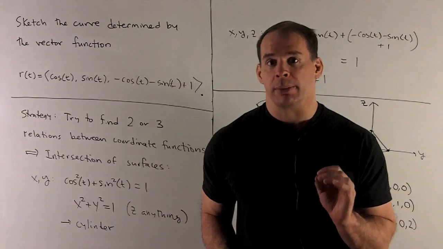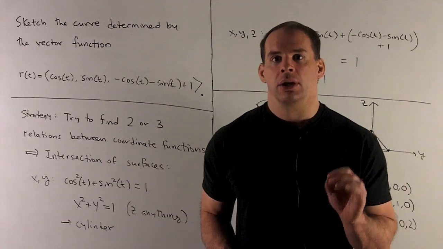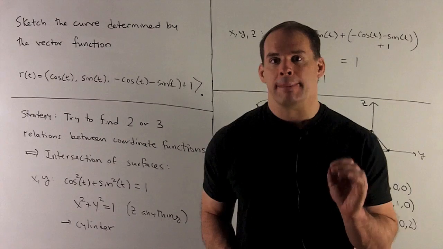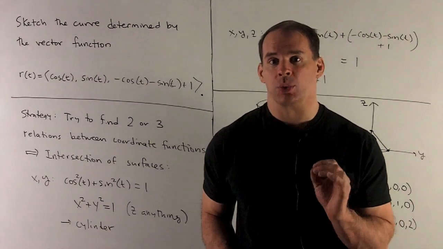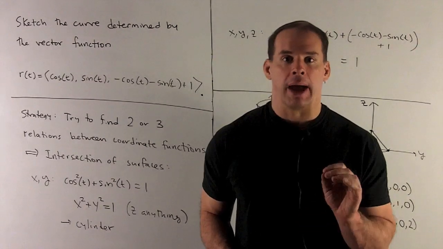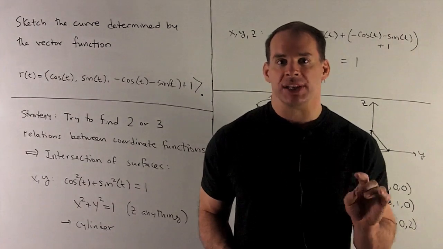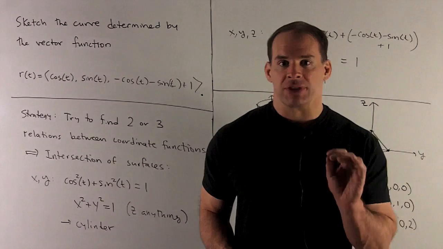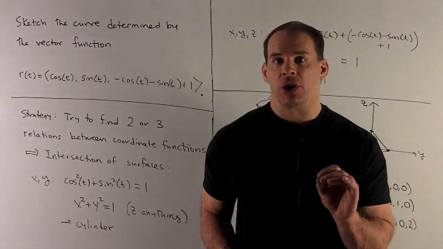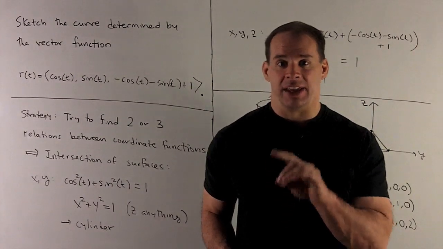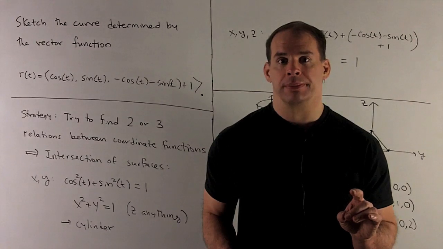Sketch the curve determined by the vector valued function cosine t, sine t, minus cosine t, minus sine t plus 1. Now, our strategy is going to be to look for relations among x, y, and z. Those relations are going to give us surfaces, and then the trace of our curve is going to be given by taking the intersection of those surfaces.